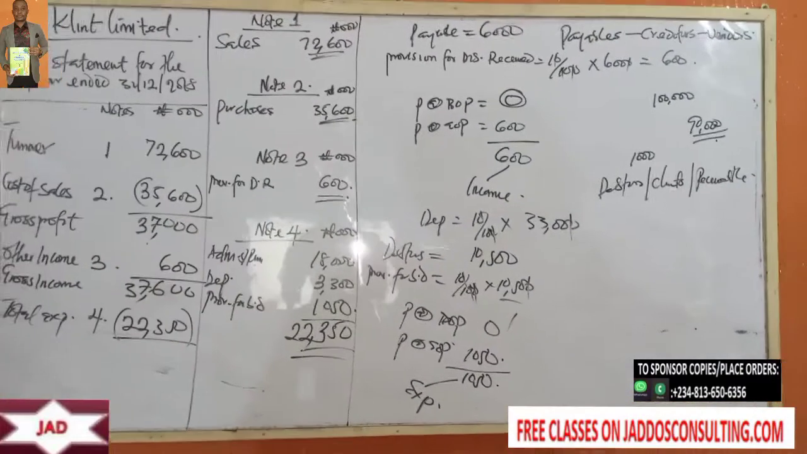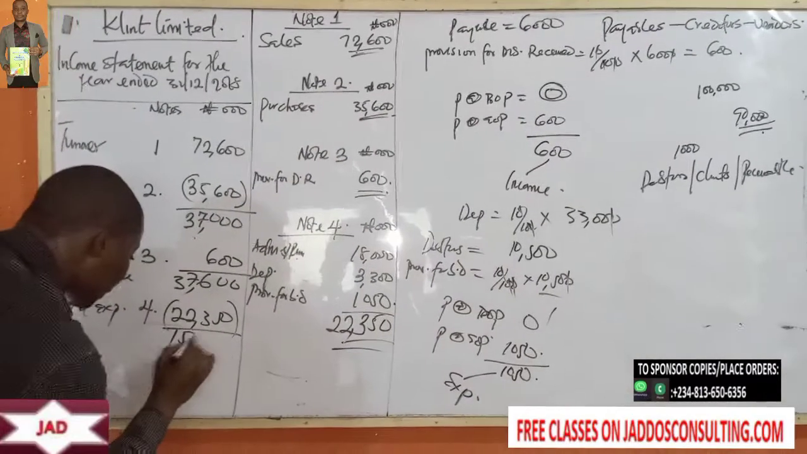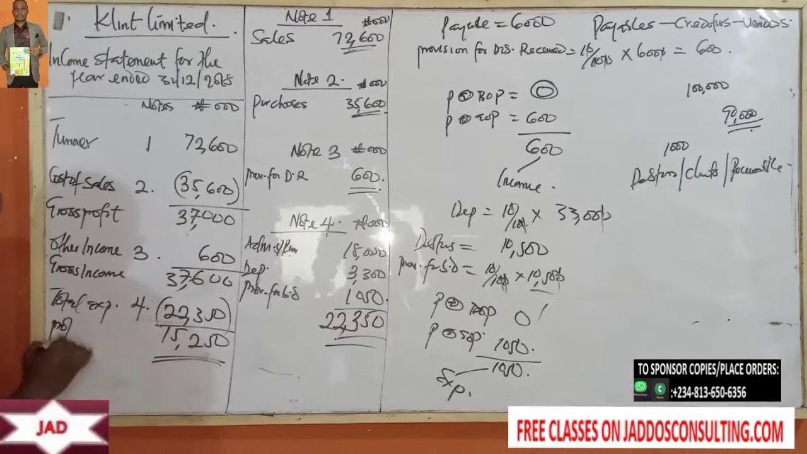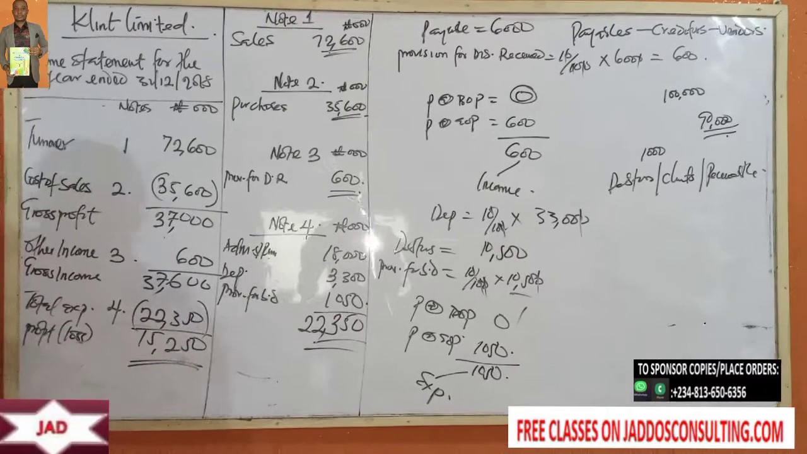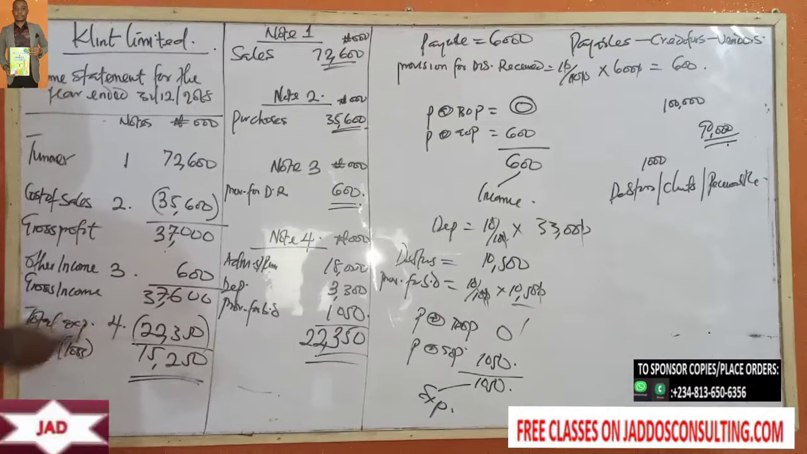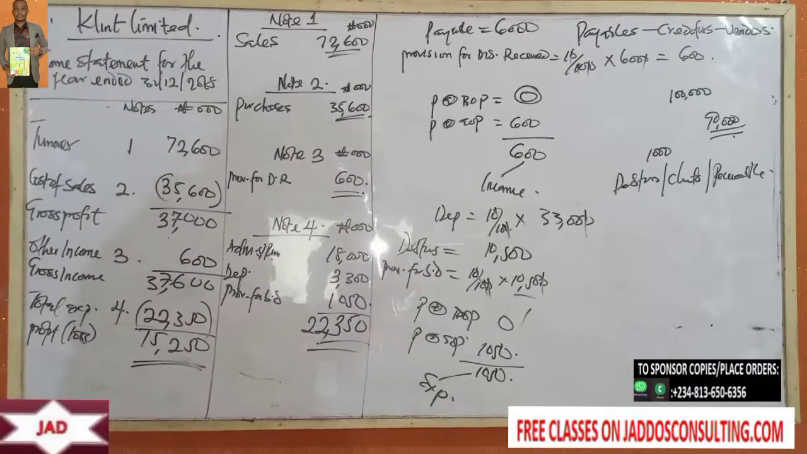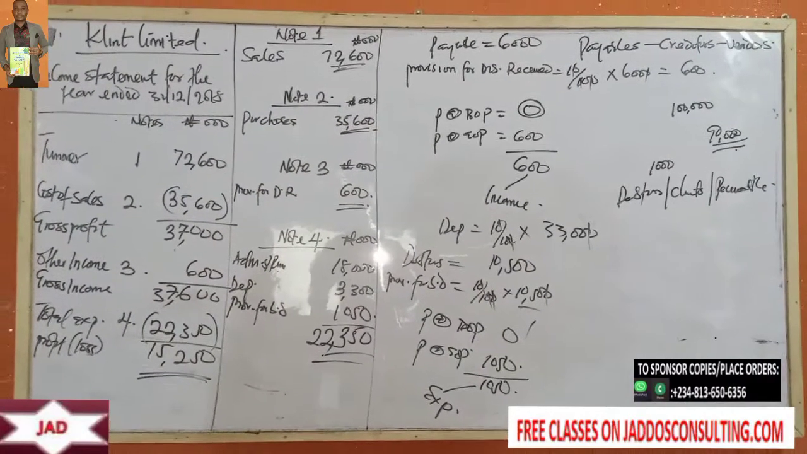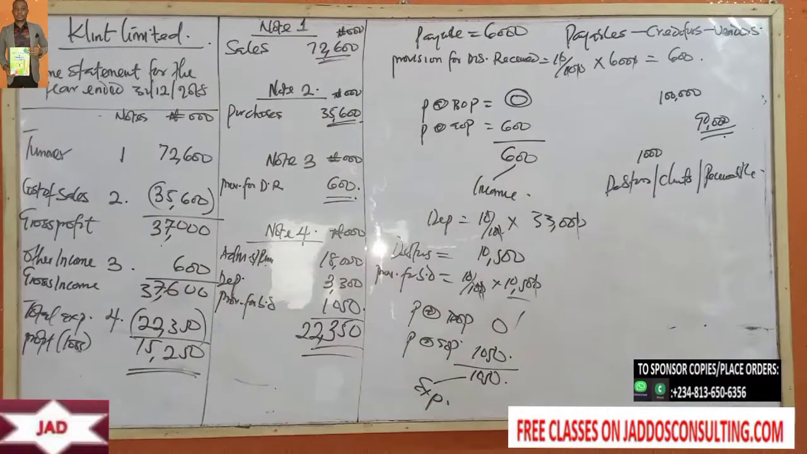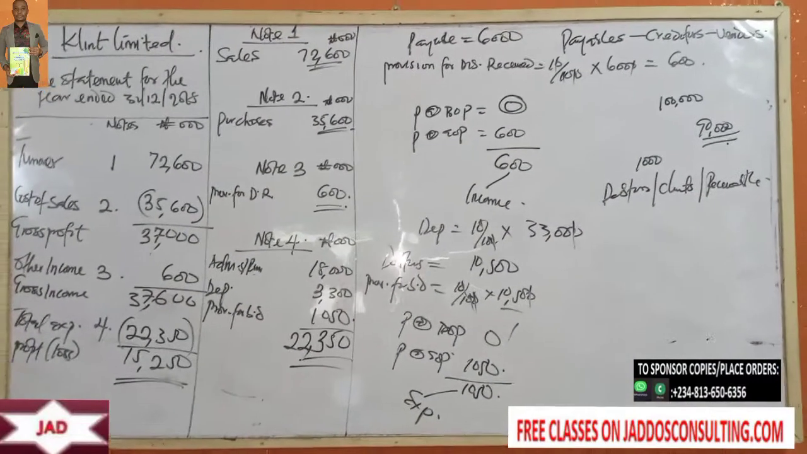Taking gross income of 37,600 less the expense of 22,350, we have 15,250. So this is your profit or loss for the year. If it's a loss, your expense will be more than your income. But if it's a profit, your income is more than your expense. In this case, it's a profit. All right, so that's the first requirement, the income statement.